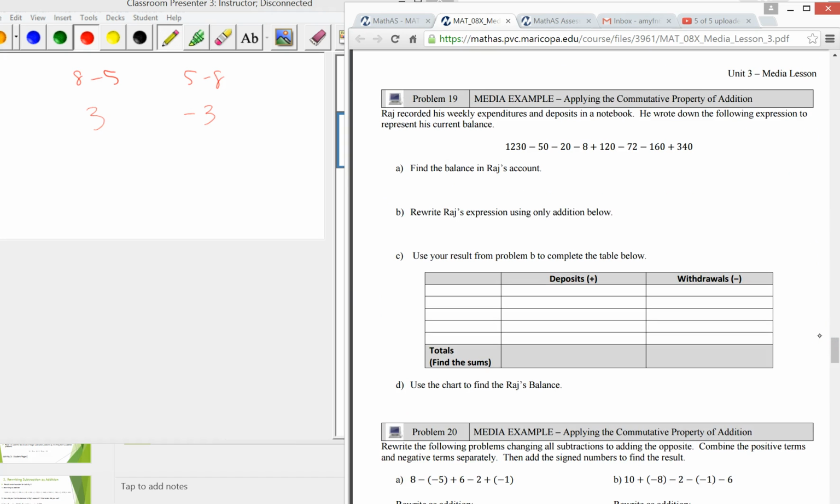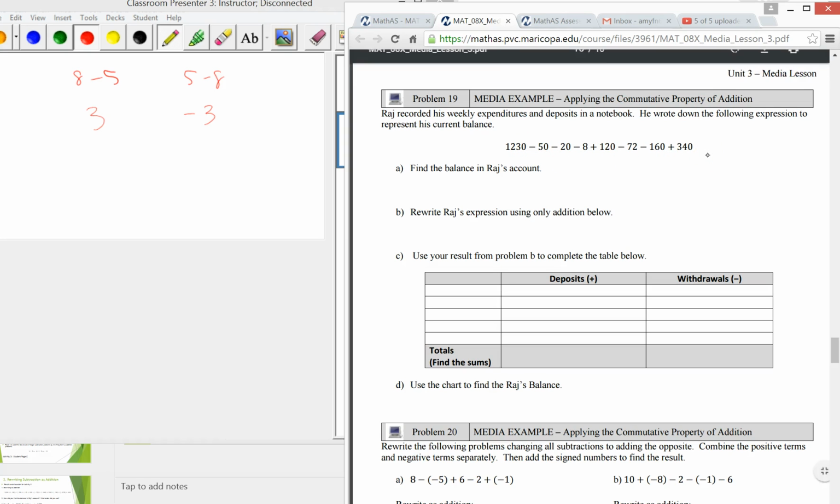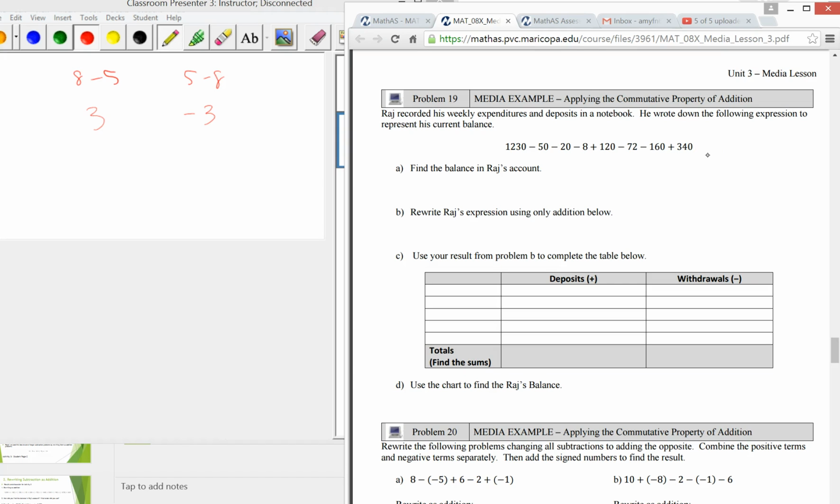Then applying the commutative property of addition. We know that we can rewrite subtraction as addition. If we rewrite all the subtractions as additions of the opposite, then we can add in any order we want because everything is addition by the commutative property. If we change this to all adding problems, we can add in any order we want. So this problem is meant to show the usefulness of that.